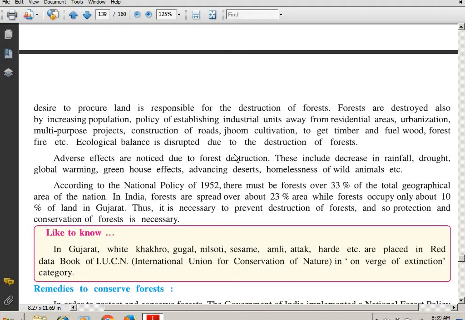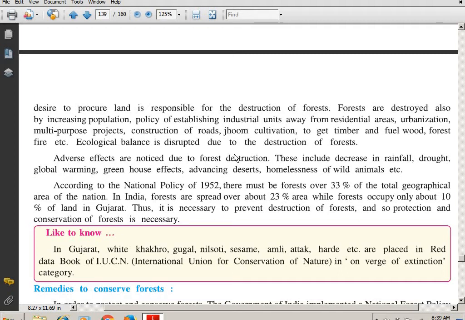And how have we been destroying the forest, students? Because of the increasing population, establishing industrial units away from the residential areas. We don't want to have it because of the smoke and all that pollution. And so we go somewhere far, and which is the far place found by man? The jungle, the forest. And over there, man wants to cut down the forest. Then constructing big buildings or roads or multi-purpose projects, getting timber for fuel wood. And also zoom cultivation is where from one place to another they clear the forest, they burn the forest. And so that is how the balance of the ecological system has been disrupted.